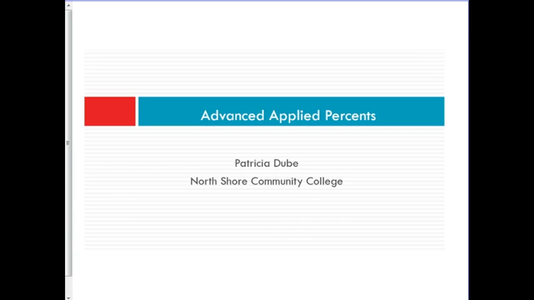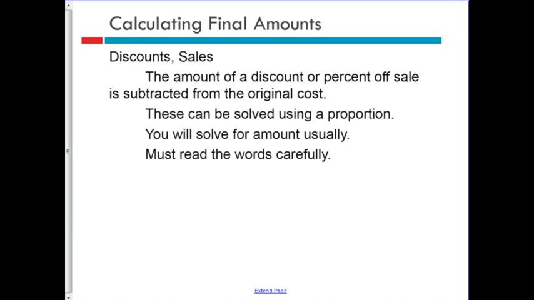And in this video, we do some more advanced problems with applied percentages. We're going to talk about calculating the final amount you have to pay, or the final cost, or the final amount you make, as opposed to just the amount of the discount. We're going to talk about discounts and sales first.